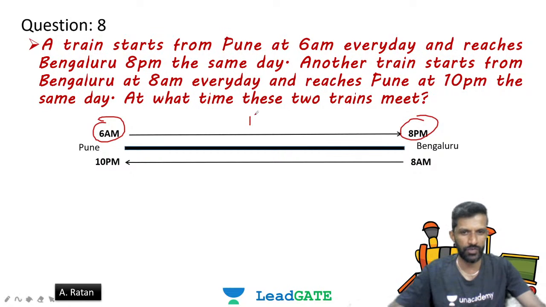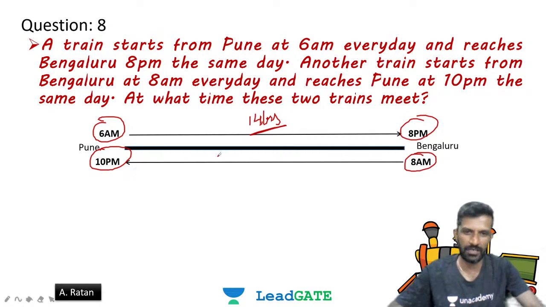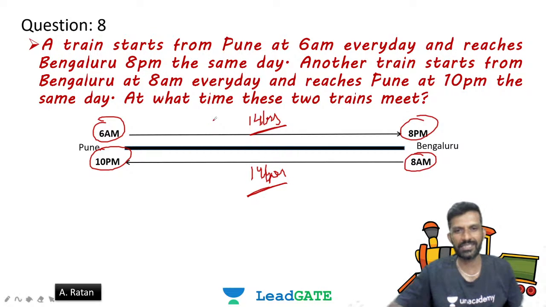If I am not wrong, 14 hours. Yes, it is taking 14 hours. Now the Bangalore train starts at 8 AM and reaches Pune at 10 PM. How many hours is this train taking? Starting at 8 in the morning and reaching at 10 at night, 14 hours. Yes, this train is also taking 14 hours. Am I right? So both the trains are covering equal distance in equal gap of time. It means both the trains are running with the same speed.